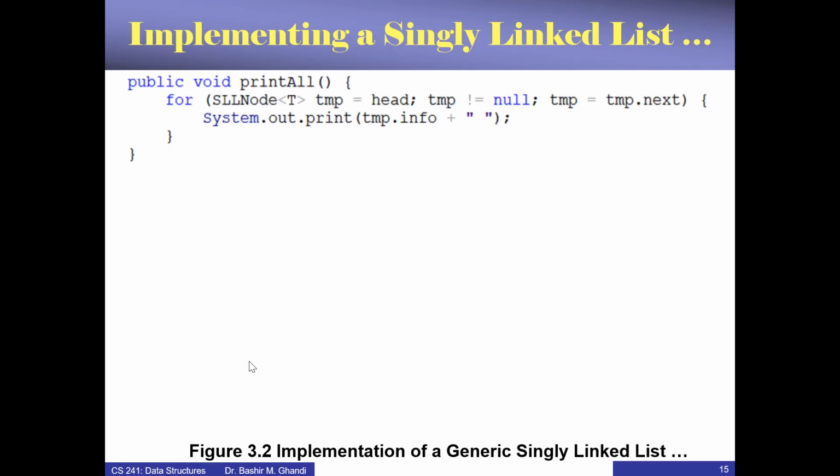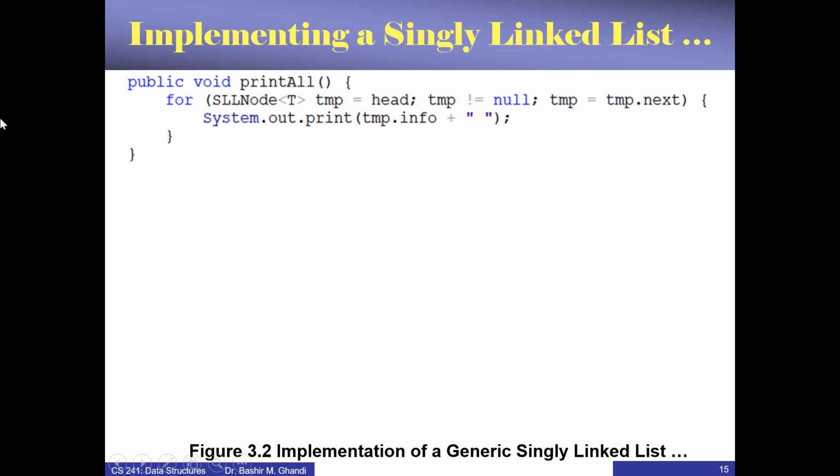The next method is called print all. Suppose we want to print all the nodes in the list, meaning all the info in the nodes of the list. How can we do that? Actually, very similar to delete from tel that we just saw, because again, we need a loop.